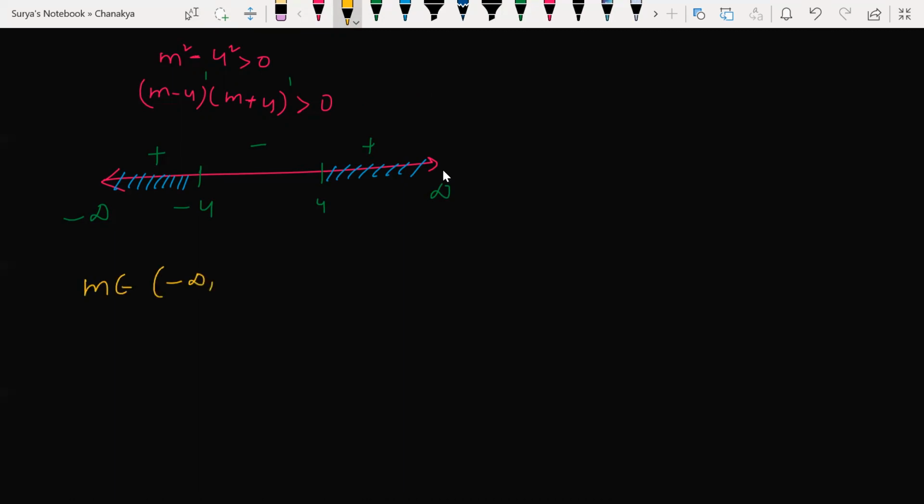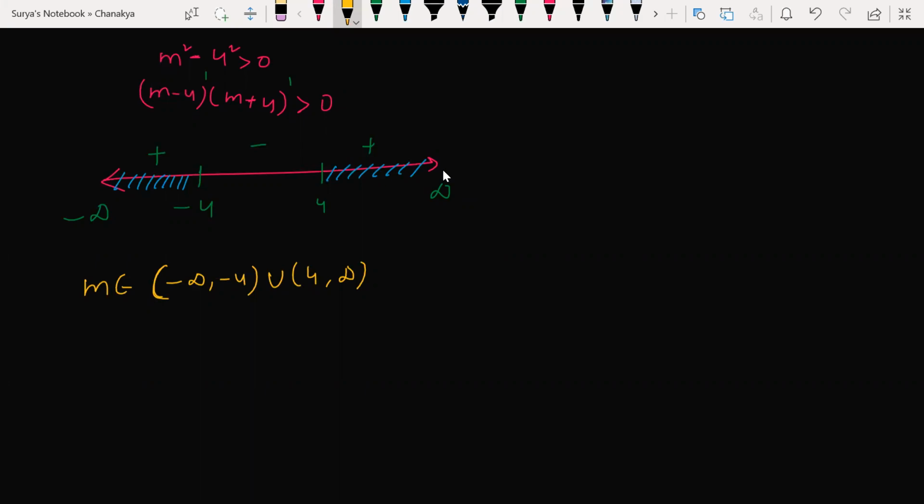Minus infinity to minus 4, open bracket only. Here open bracket, of course, minus 4 also open bracket. Why? Because you have greater than 0, not greater than or equal to. If it were greater than or equal to, I would have included a closed bracket. Correct? So union again from 4 to infinity. Okay, this is my m value.